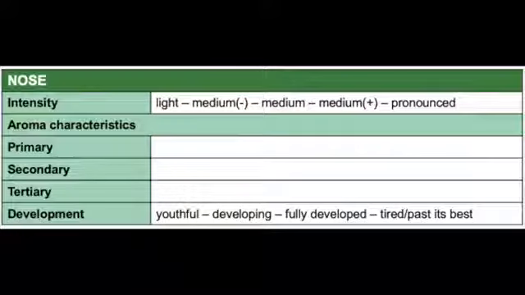I can smell it here. Before I get it anywhere near my nose, I can smell this wine. So we're going for pronounced on the nose. Okay, give the glass a swirl. Oh, okay, nice. So primary, secondary, tertiary, write that down, and then start assigning your aroma characteristics to those 3 categories of aroma.